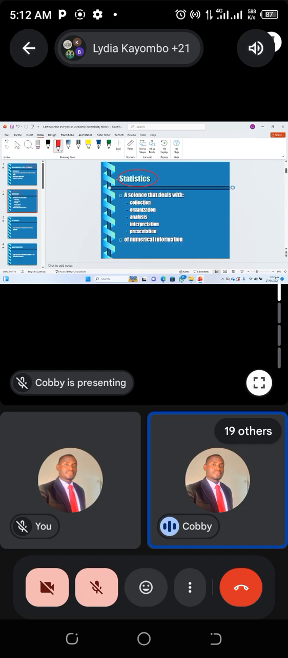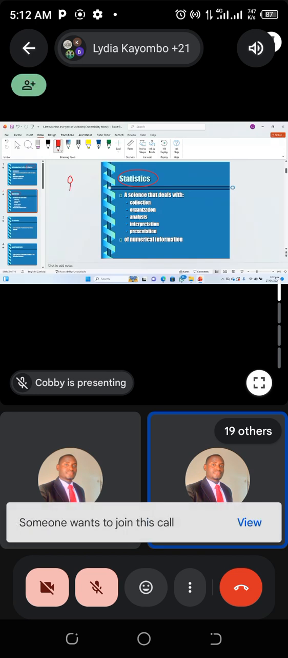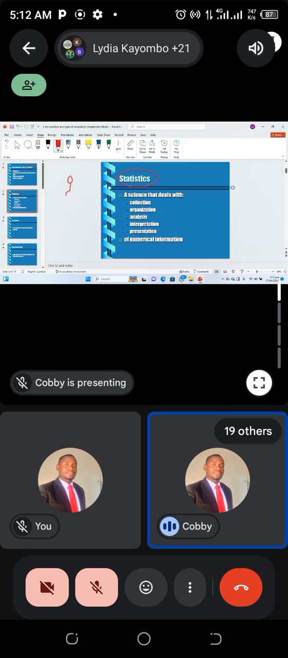Which is numbers: collecting of numbers, and organizing. So here is a patient who comes to the hospital. You have a patient who comes to the hospital who is sick. This is your patient. So when this patient comes to the hospital, we need to get some information from this patient. We need to get their names first. Who are you? We need to get their gender.